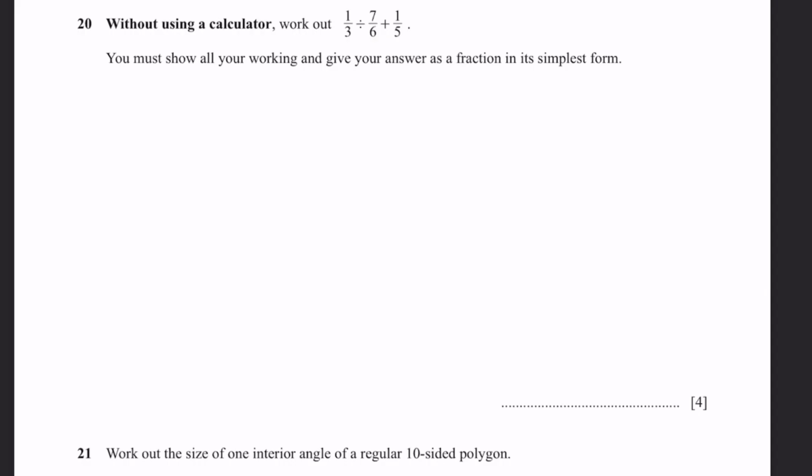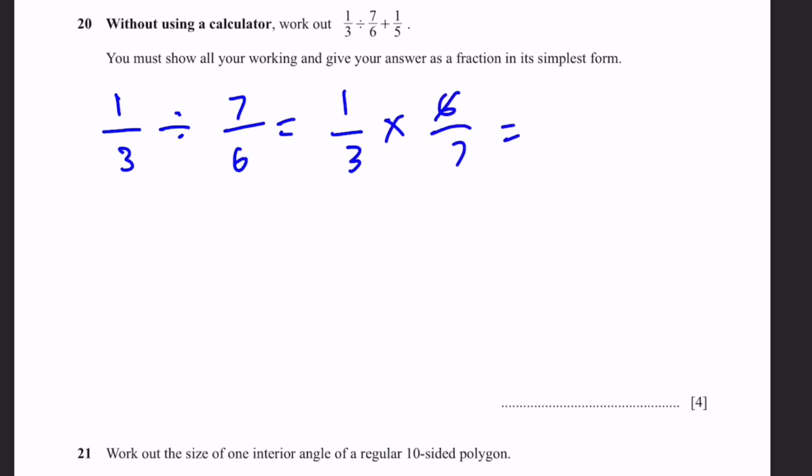Question 20. Without using a calculator, work out 1 by 3 divided by 7 by 6 plus 1 by 5. You must show all your working and give your answer as a fraction in its simplest form. First, let's work out 1 by 3 divided by 7 by 6. So 1 by 3 divided by 7 by 6 is equal to 1 by 3 multiplied by 6 by 7. And now we can cancel this out, so it's equal to 2 by 7.